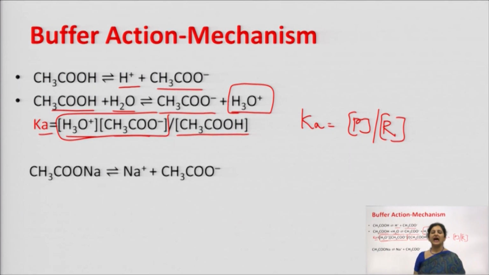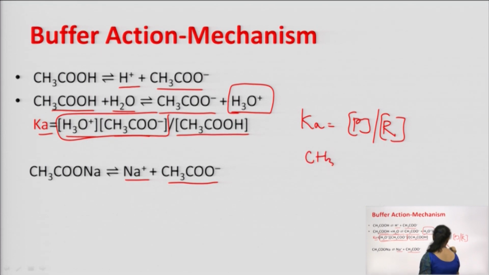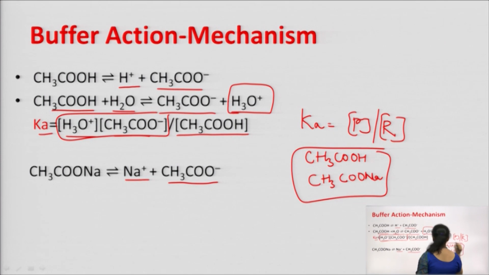So, when I add sodium acetate to this, because we are talking about the buffer, we have added an acid, which is a weak acid, and its salt. The salt is sodium acetate. Now, this salt, sodium acetate, dissociates into sodium ions plus acetate ions. Now, if I take the mixture of the two, that is acetic acid and sodium acetate, what is common between these two, the weak acid and its salt? What is common? Acetate ion.